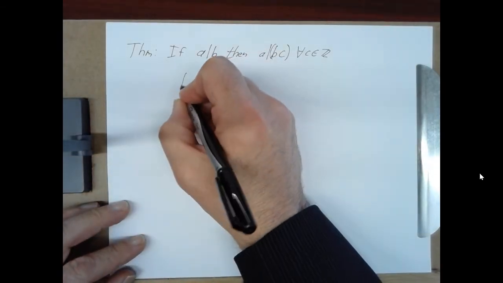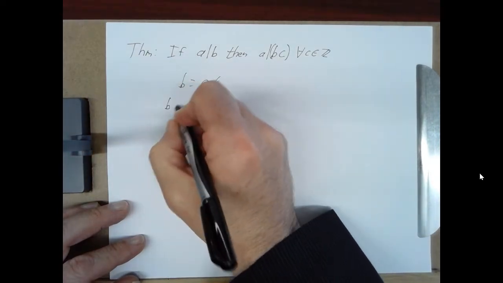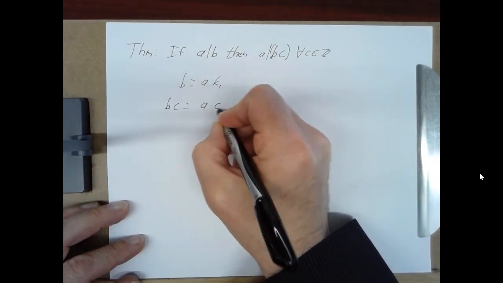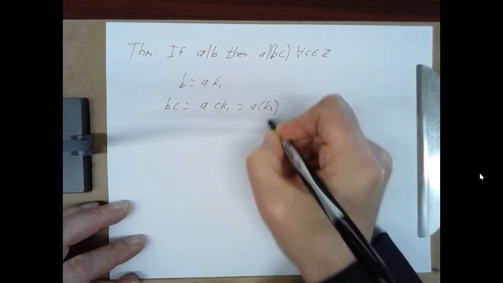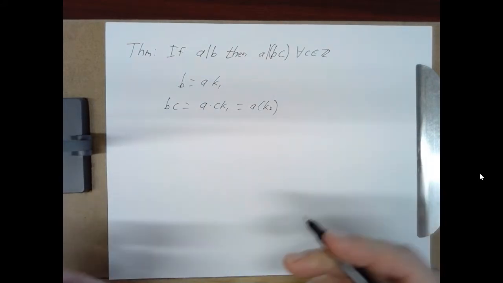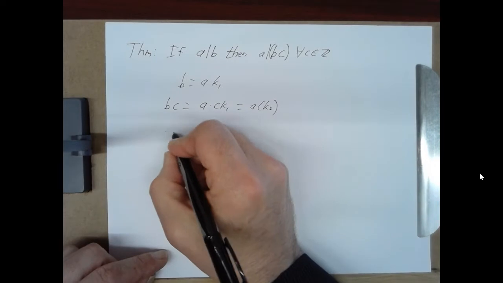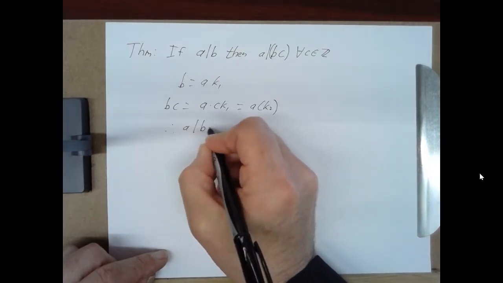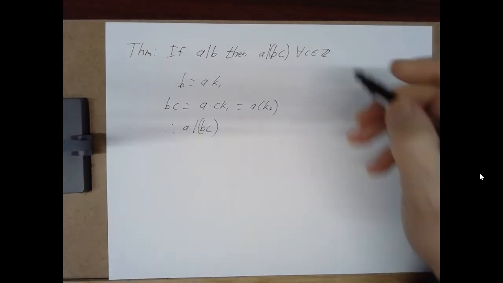A divides B, so B is going to be equal to A times some constant. And so B times C is going to be equal to A times C times some constant, which is just A times some other constant. Because an integer C times an integer K1 will give you another integer. And since BC is A times some integer, that's enough to say A divides B times C. So we have a second theorem.